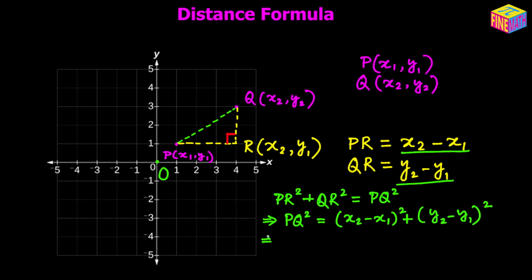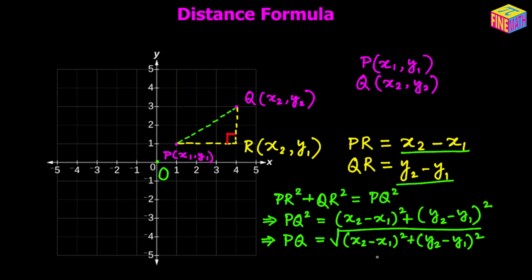And from here, if we take the square root on both sides, on the left hand side we will have PQ, and on the right hand side we are going to be left with the square root of x sub 2 minus x sub 1 whole squared plus y sub 2 minus y sub 1 whole squared. So this is the distance between the points P and Q, right? And this is the distance formula. So let me highlight it. Now let's take an example.